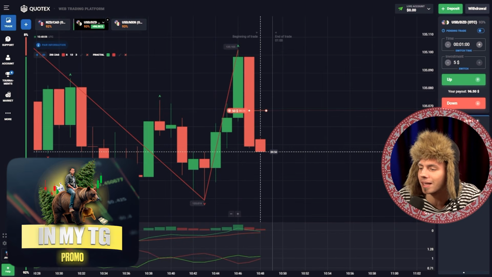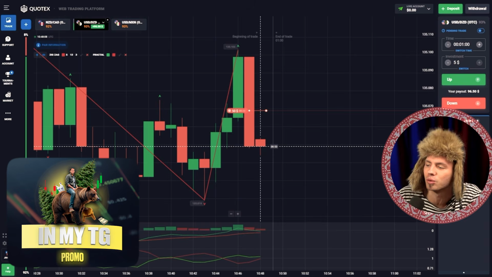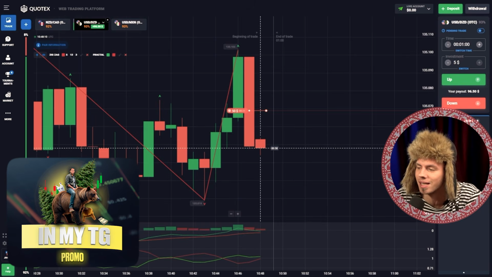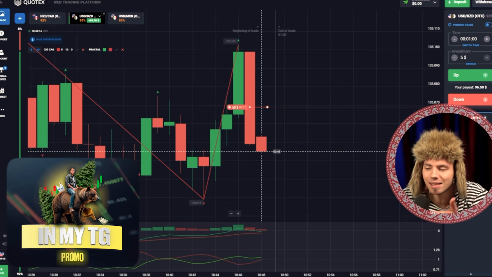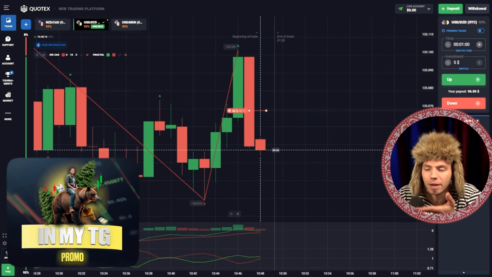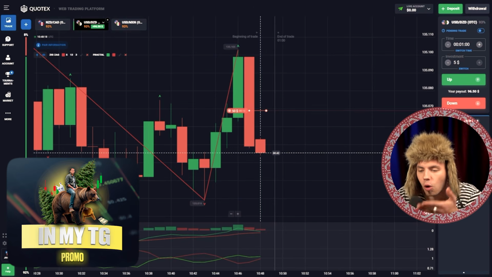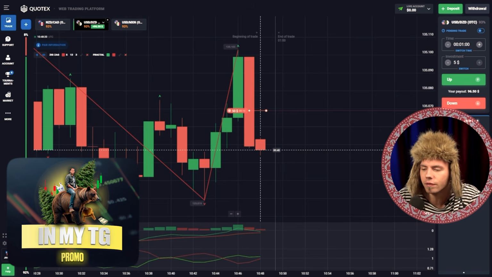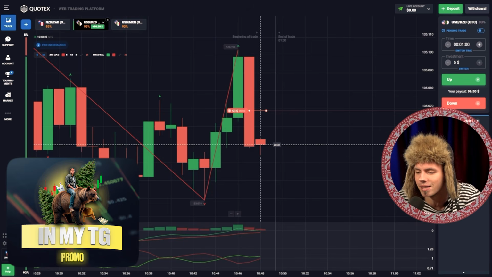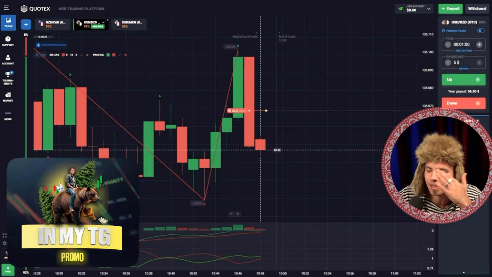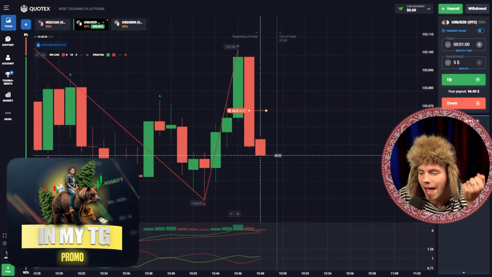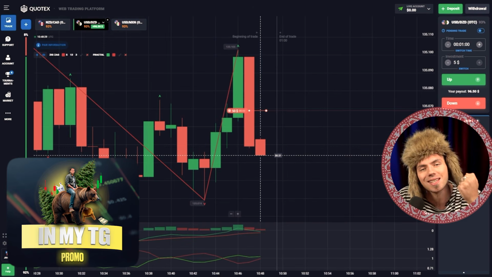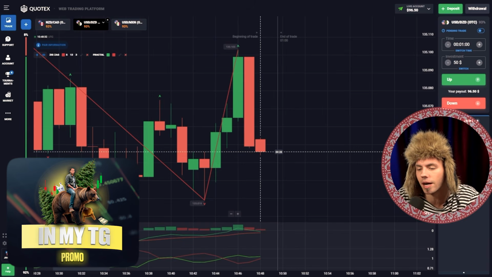And here we expect a pullback all the way down to the 135.040 level, okay? And that's what's happening on the graph. If you take a look at our indicators, you will see these red lines going up, which means the sellers are taking power. Meanwhile these green lines are going down, which means the buyers are losing power.